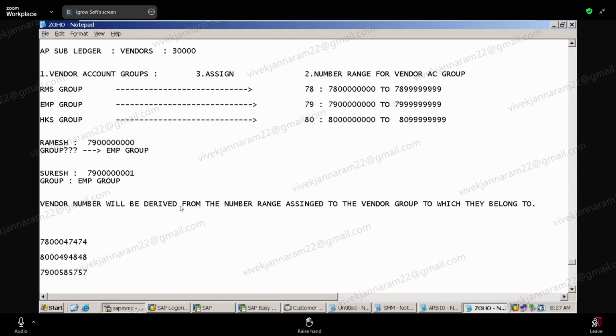Nobody needs to tell me. As soon as I see the number, I know what type of vendor he is. You see the control I have? As soon as I see the vendor number, I know this guy is an employee, that guy is a raw material supplier, this guy is a housekeeping service, that guy is an insurance company. I have so much clarity. You understand why we are doing grouping? This is the reason.